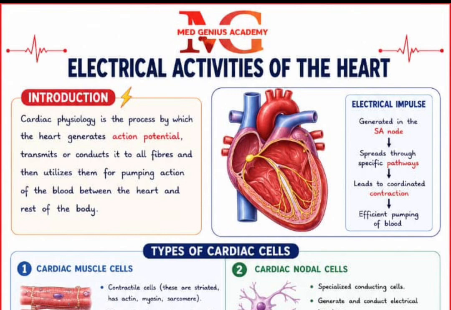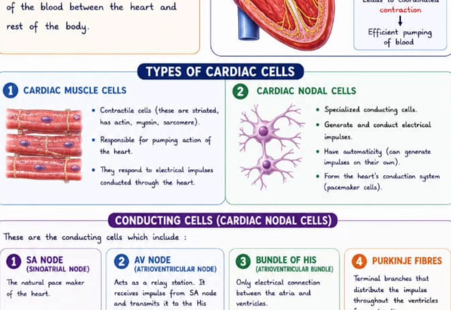Now what do we do now? We have types of cardiac cells. You have the cardiac muscle cells and you have the cardiac nodal cells. So that's what you have to know.